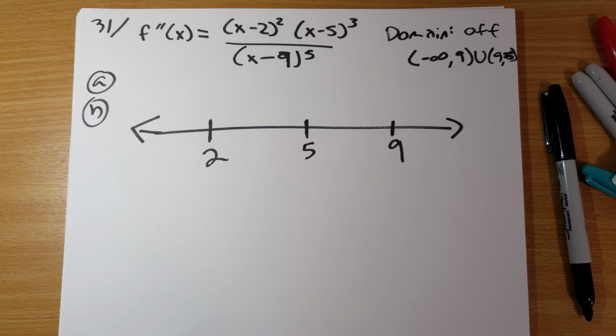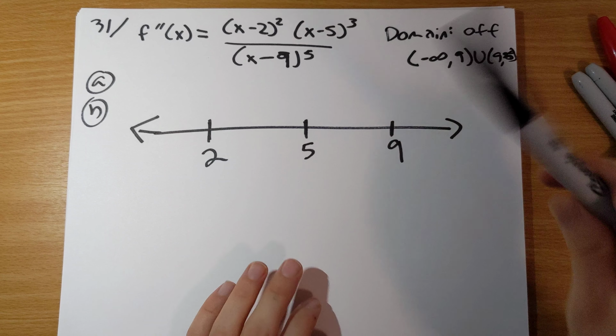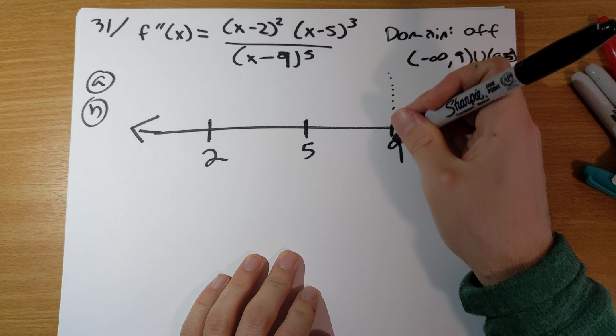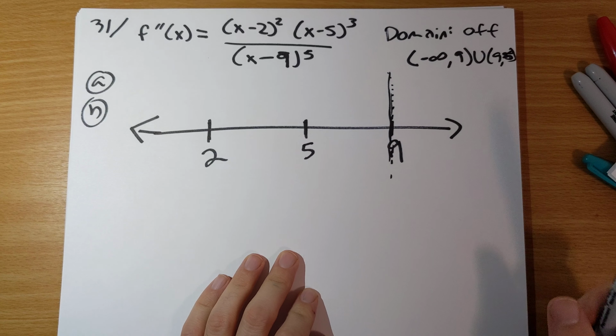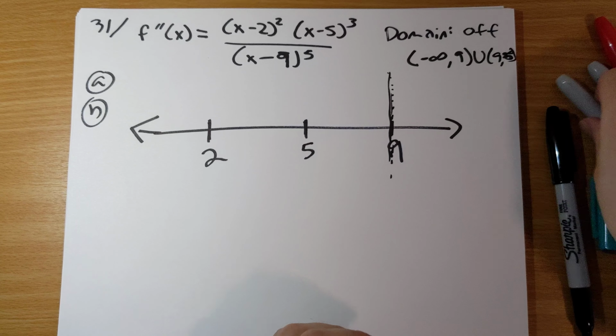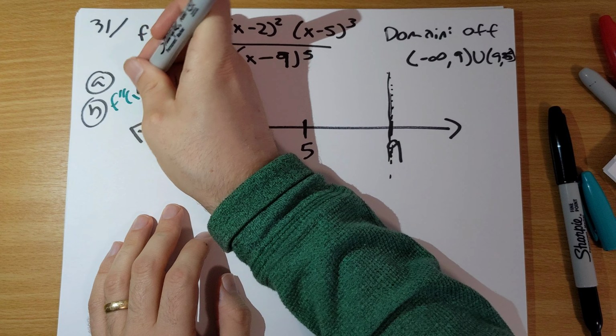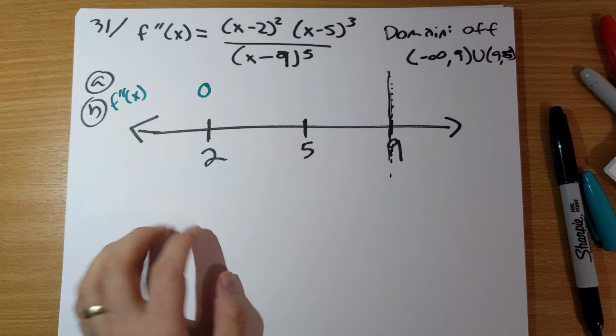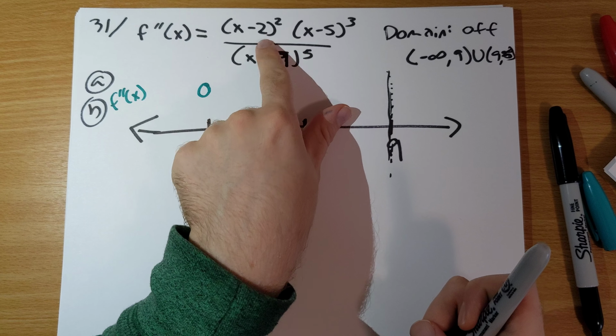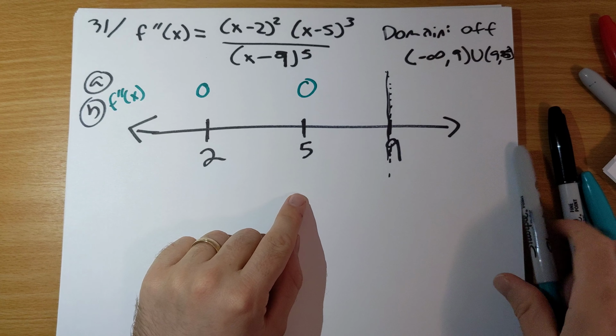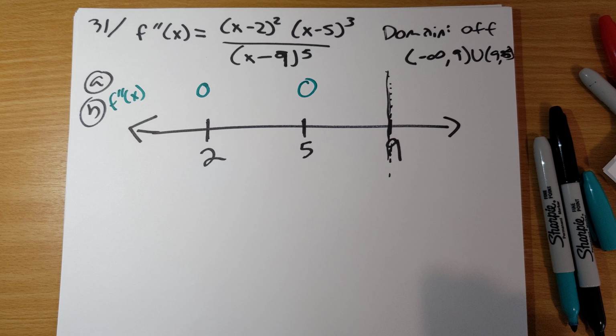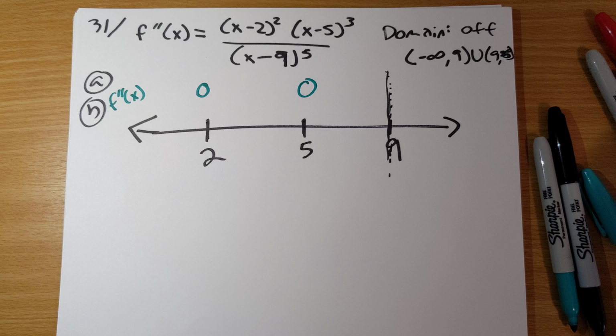Okay, so let's start checking on things here. Let me put a dashed line here, to say that's not actually in the domain. And we're thinking about f double prime of x here. f double prime of x is 0 when x is equal to 2. Plug in 2, we get 0 here. It's also 0 at x equal to 5. So let's just plug in some test points here.